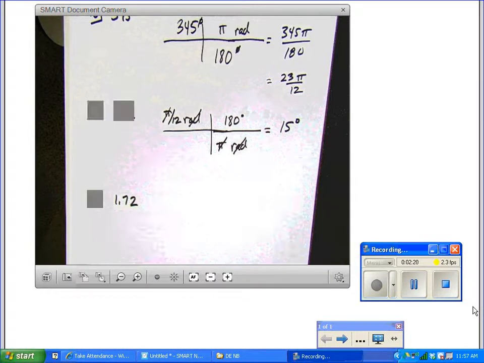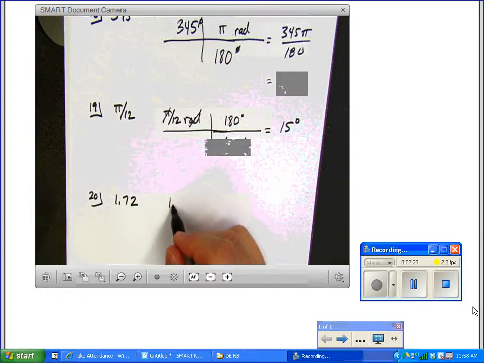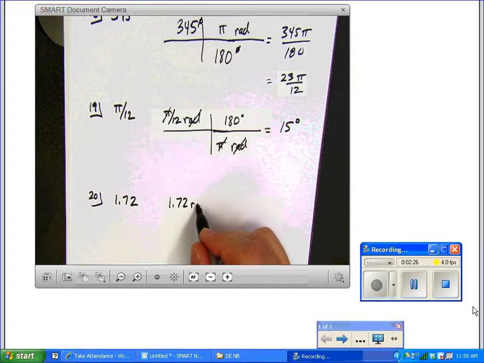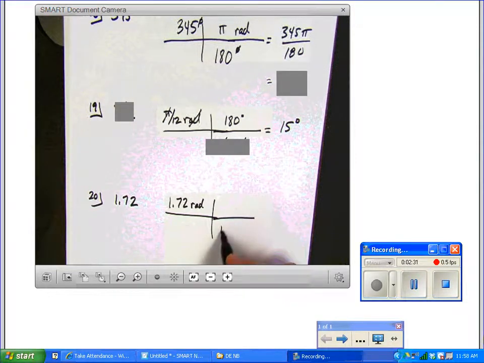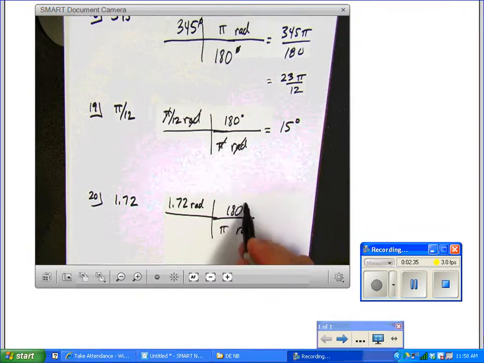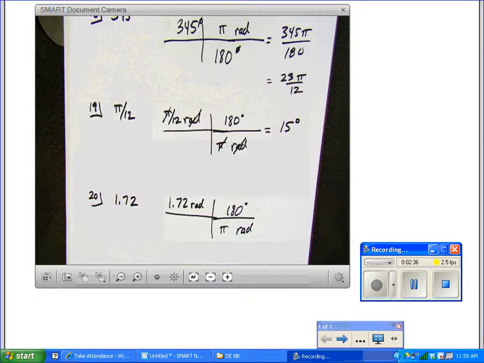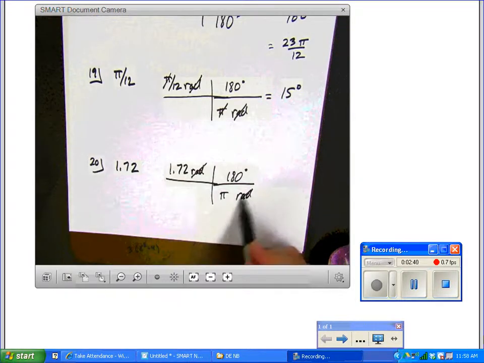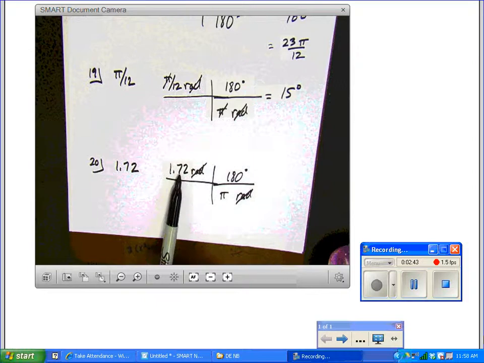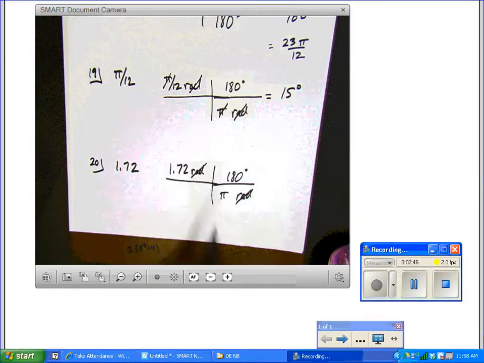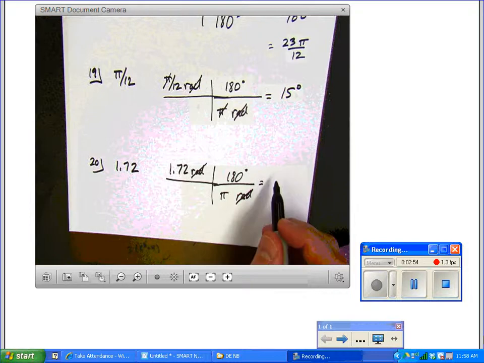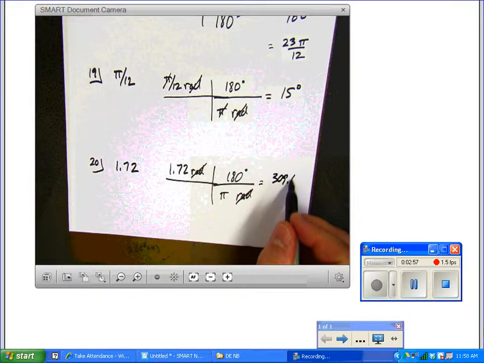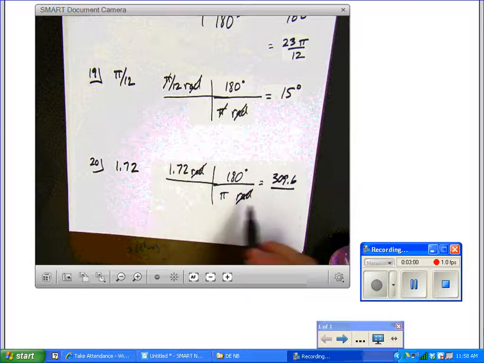Okay, on number 20, this was in radians here, but it wasn't in terms of pi. So let's look how this one works out. Again, we're going to put radians on the bottom, so radians can cancel out, and 180 degrees in the top part. Now, the radians will cancel, but this time, since this is not in the form of pi, the pi is not going to cancel out. So let's multiply this out here. I'm going to say 1.72 times 180 is 309.6. And we still have a pi left over, because this wasn't in pi.